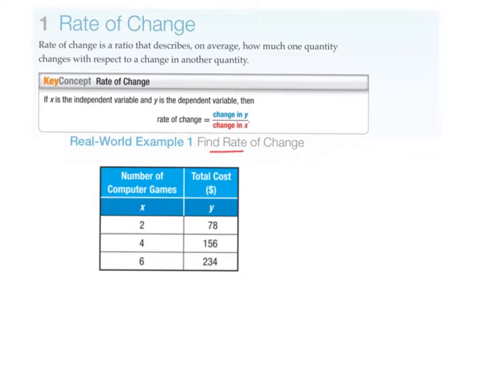Right, to find rate of change, which is the same thing as slope, we just need to take our 2 points. So we have our change in y, and we have our change in x. So this is our change in those, and all we have to do is put them over each other, because that's what slope is, change in y over change in x.